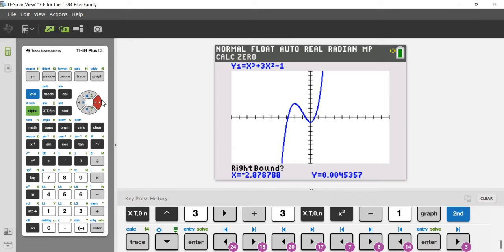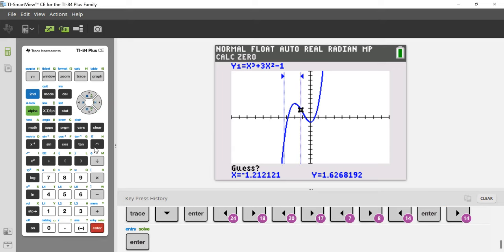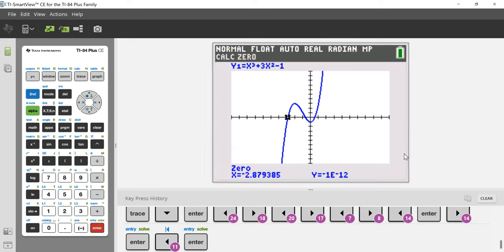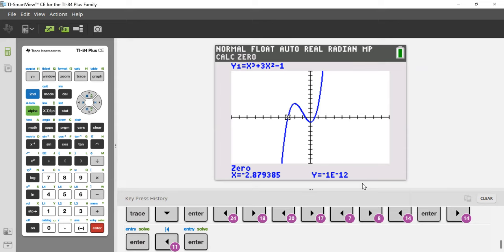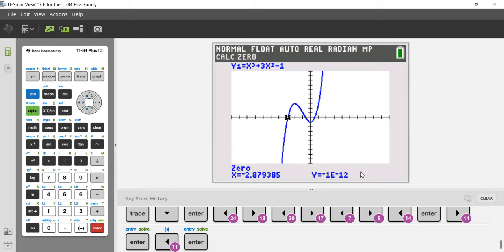So there's a left bound, there's a right bound, there's a root. Notice that we get a little rounding error here. Remember, this e to the negative 12 says take that decimal place and move it 12 places to the left. So our calculator is claiming that y is 0.000000000001. Well, y is zero. That's just a tiny bit of rounding error that we're getting for some reason.